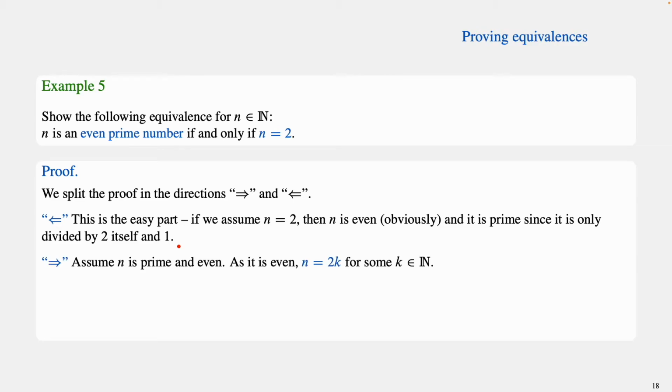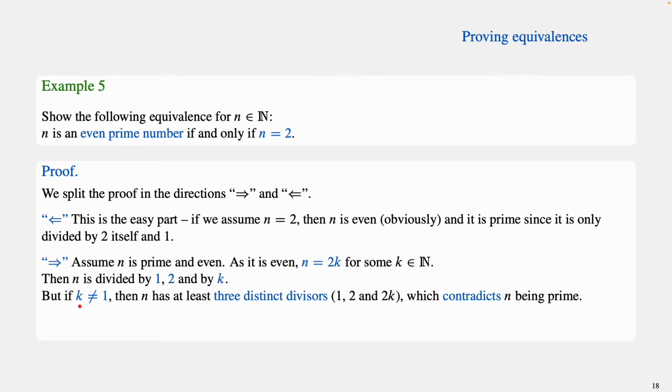Now the opposite direction. I assume now that n is a prime number and it is even, and I want to show that n has to be 2. Since n is an even number, I can write it as 2 times k for some natural number k. And this means n is divisible by 1, by 2 and by k.